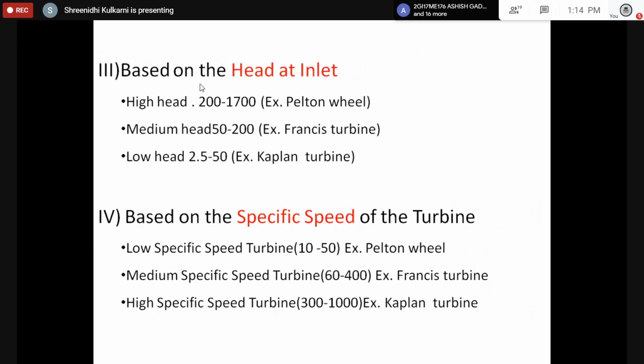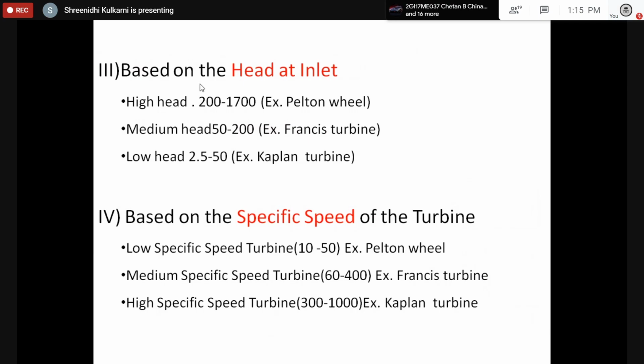There the head is medium, around 180 meters, so there we can see the Francis turbine. Another one is low head, which is the Kaplan turbine. You have heard the name Shivanasamudra, near Mysore. There we can see the Kaplan turbine. So that is based on the head at inlet: high head, medium head, and low head.